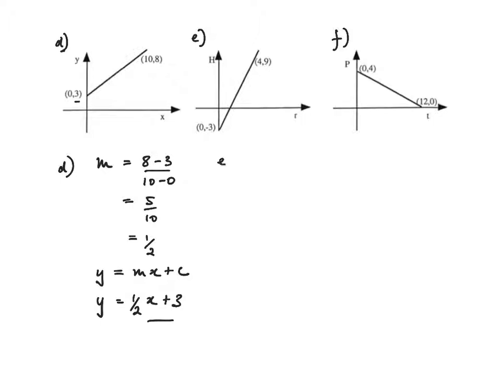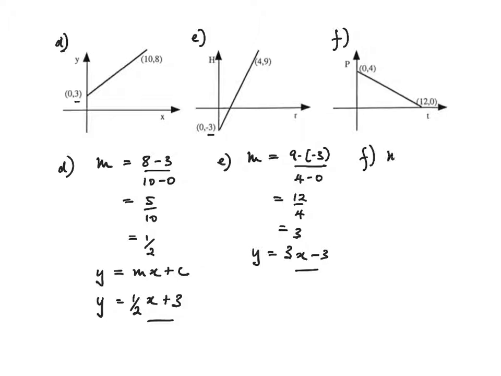Part E, the gradient is 9 take away minus 3 over 4 take away 0. So that's 12 over 4, which is 3. Y equals mx plus c, y equals 3x, and the y-intercept is minus 3.